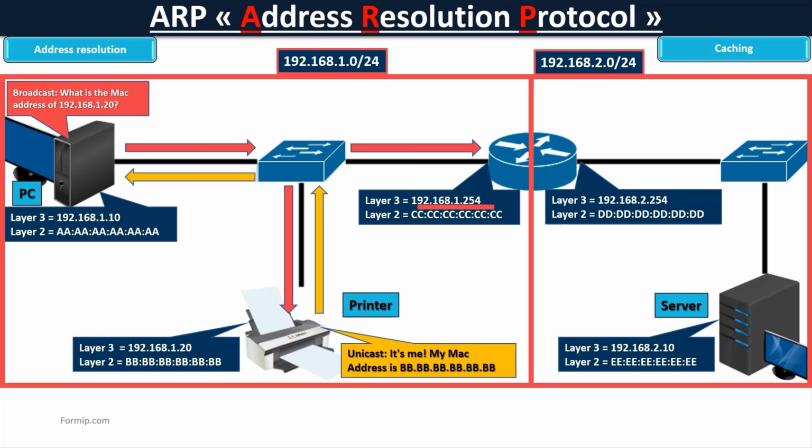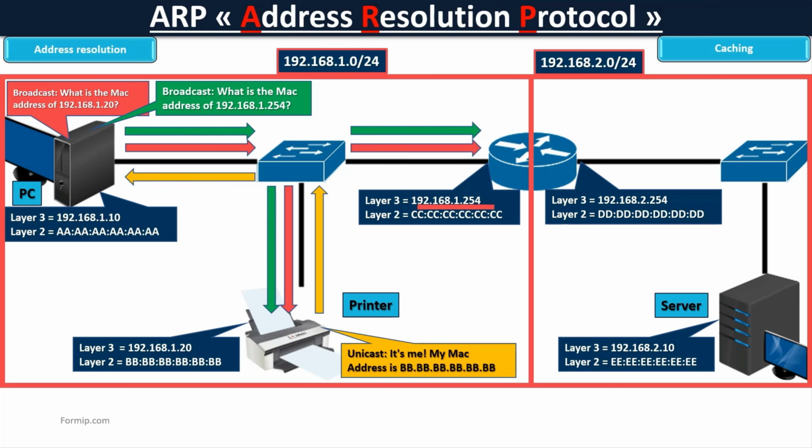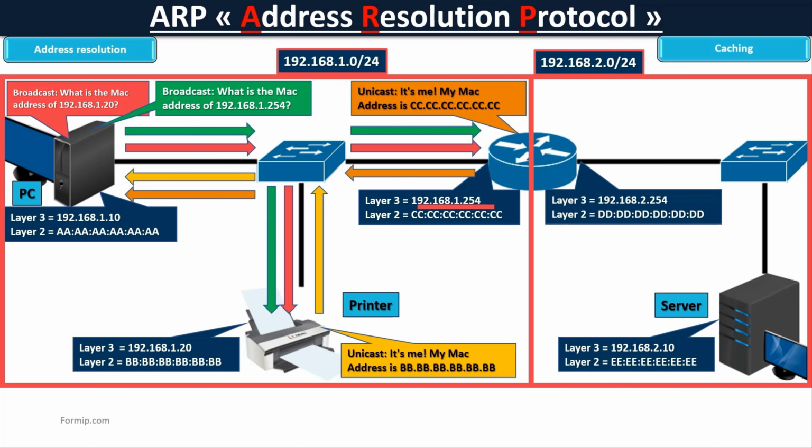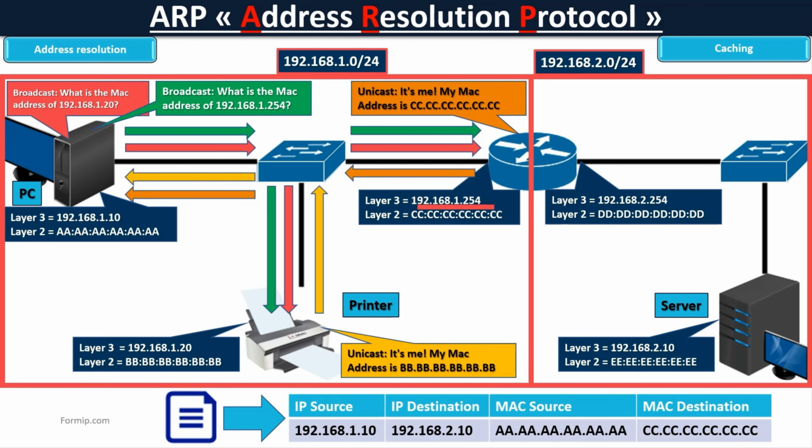As the PC has just been started, it also does not know the MAC address of its gateway. So it is going to send another broadcast to find it. And the router will respond directly with a unicast frame. It is therefore the router which will carry out the communication between the two subnetworks. If the PC wants to communicate with the server, its IP header will contain the IP address of the server in the destination IP field, and the router's MAC address in the destination MAC address field.